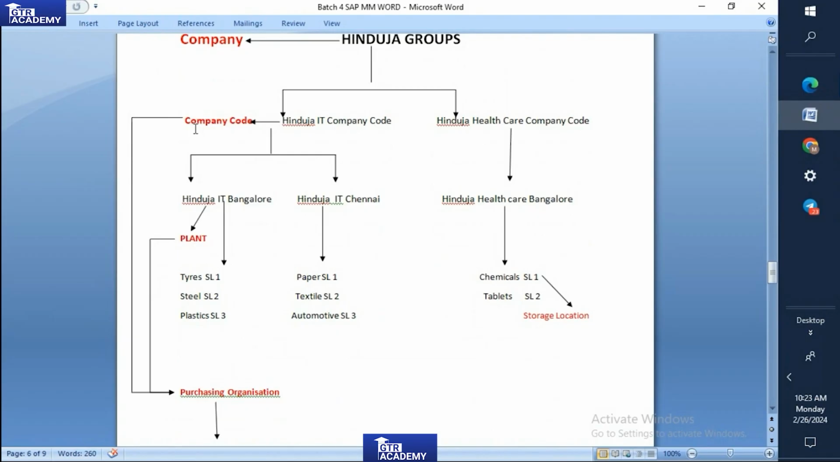Our role will start from the creation of the plant, where we will create the plant, storage location, purchase organization, and purchase group, and we'll be assigning that plant to whatever company code the FI team will provide.